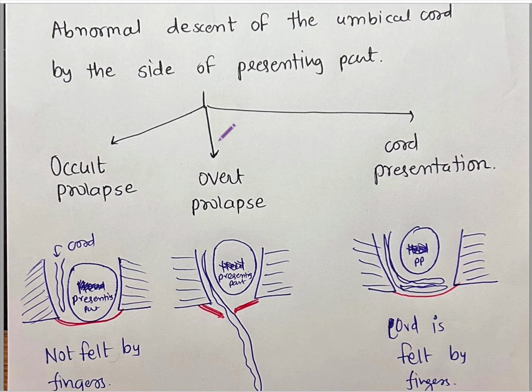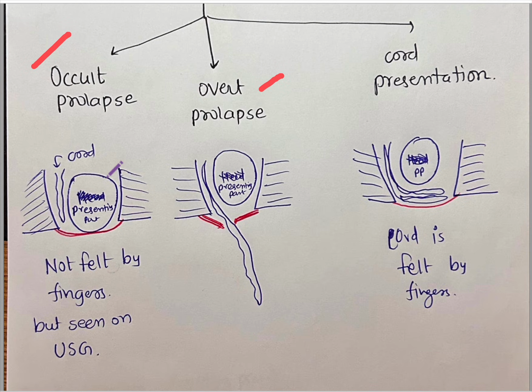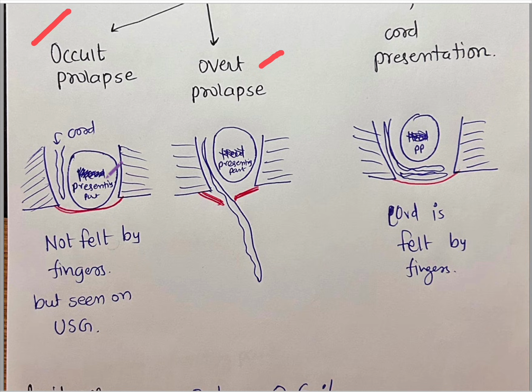Now, it can be three types: occult prolapse, overt prolapse, or only cord presentation. In occult prolapse, that means we cannot see it, we cannot diagnose or identify the cord prolapse even if it is occurring. For example, if the presenting part of the baby here, which I have drawn as a ball, is a head, but it can be breech as well, when it comes out of the cervix, the cord is just alongside the presenting part. It is not seen outside, so we cannot feel it, we cannot see it. So that is called occult prolapse.